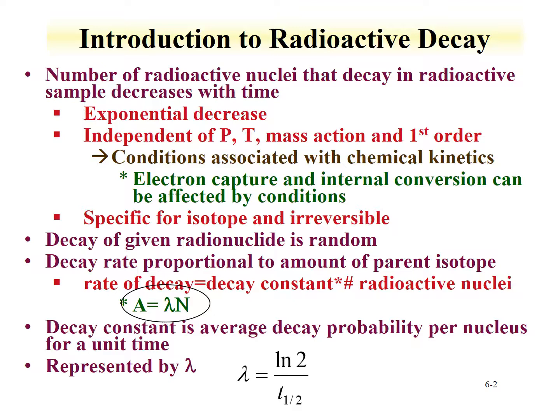This is a very fundamental equation that we'll use. And this decay constant is equal to log 2 divided by the half-life. The decay constant is the average decay probability per nucleus for a unit time. And the decay constant, as we talked about in the first chapter, has units of inverse time.